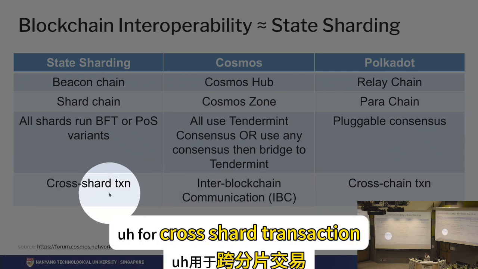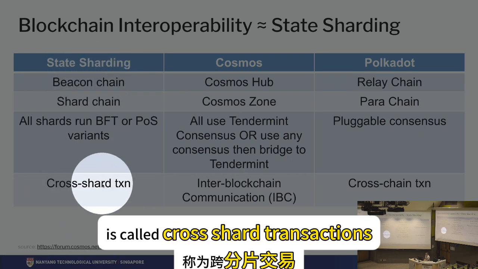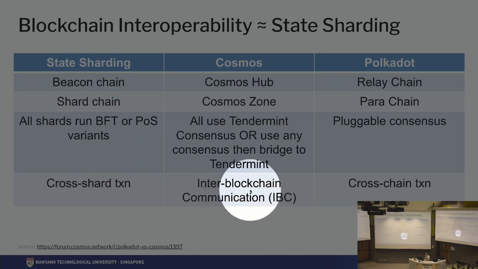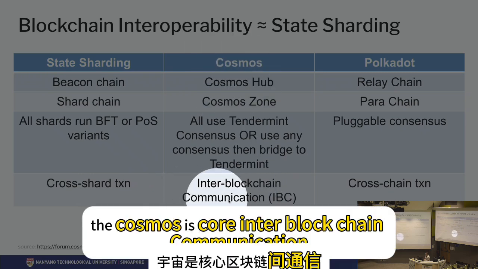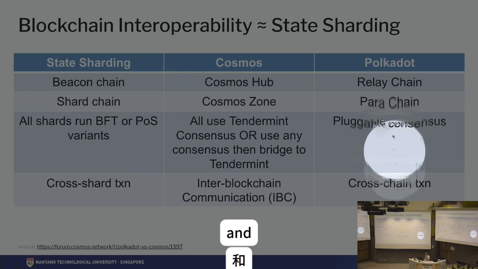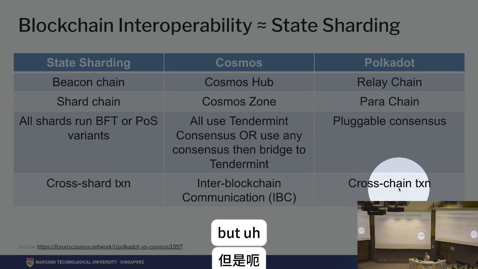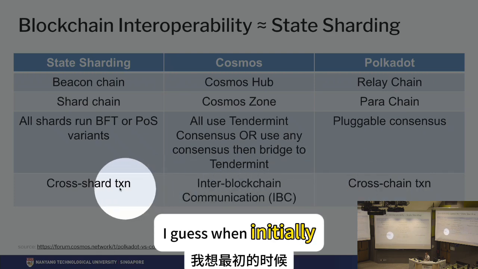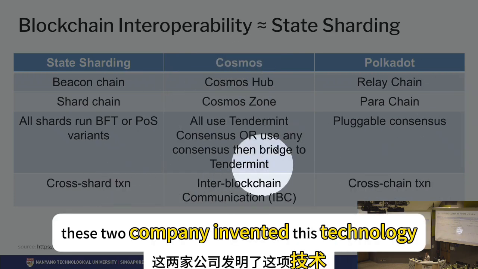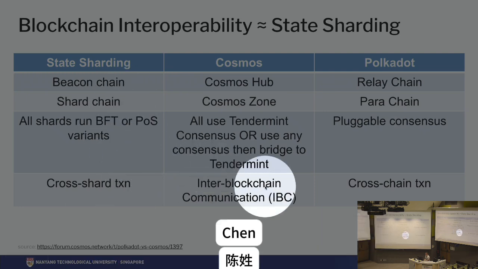For state sharding, it's called cross-shard transactions. In Cosmos it's called inter-blockchain communication, IBC, and Polkadot just uses the term cross-chain transaction. But I guess when these two companies initially invented this technology, they borrowed a lot of ideas from sharded chains.